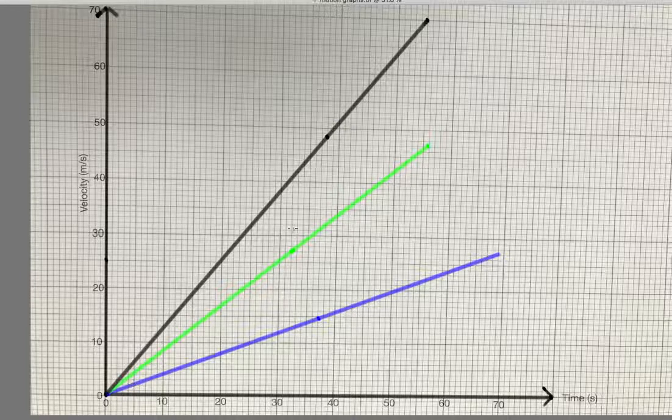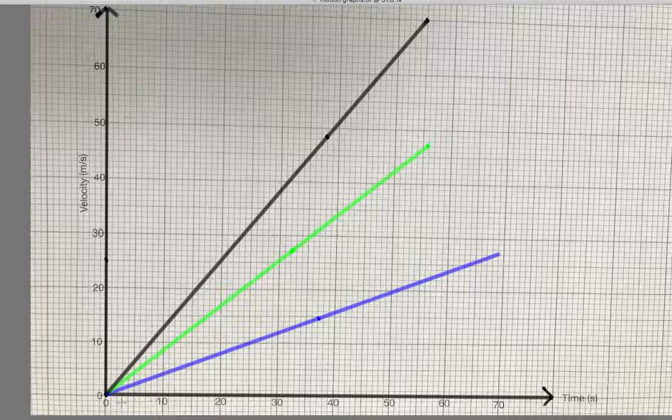The gradient here is increasing from blue to green to black. And if we look, in 10 seconds, we've covered 4. We're at 4 meters per second. We've gone from 0 to 4 meters per second in 10 seconds. We've gone from 0 to 8 meters per second in 20 seconds. We've gone from 0 to 12 meters per second in 30 seconds.